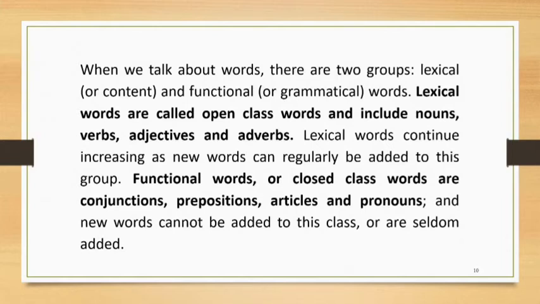Functional words or closed class words. See, this is self-explanatory, and the phrase closed class words means entry is not free here. Functional words or closed class words are conjunctions, prepositions. And conjunctions are and, or, and all. Prepositions: about, above, under. Articles: a and the. And pronouns. Pronouns, words which are used in place of nouns like he, she, it. So they are closed class words. New words cannot be added to them.